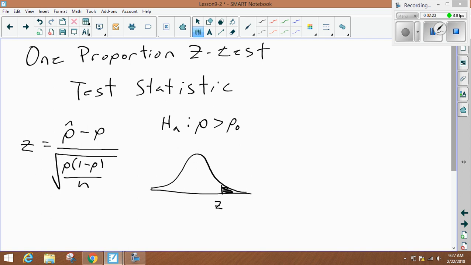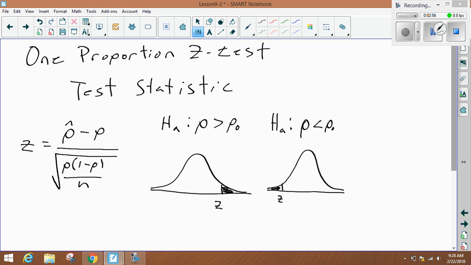The other case that we're going to be looking at, if we're finding some sort of a probability, is that our alternative hypothesis is stating that our true parameter is actually less than our hypothesized value. And in that case, we're going to be looking at this shaded region, right? So these are single-tailed probabilities, right?